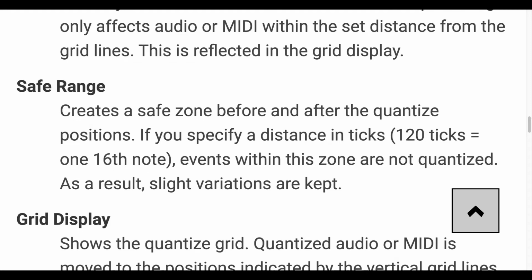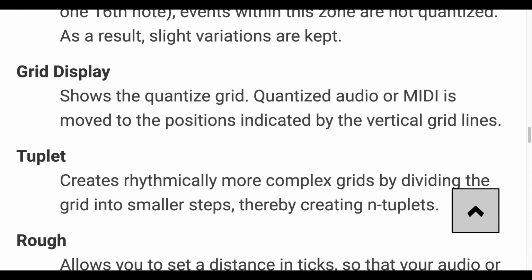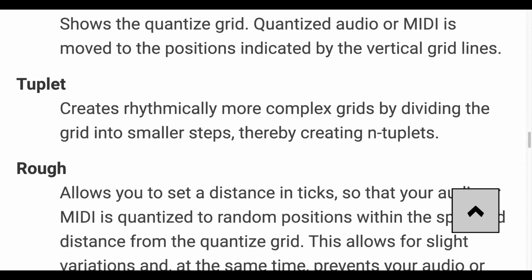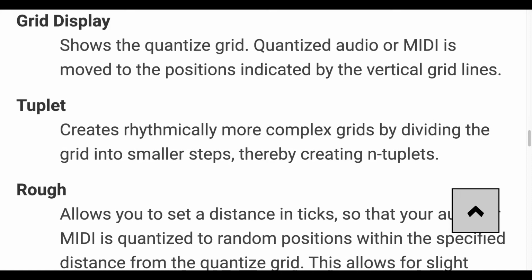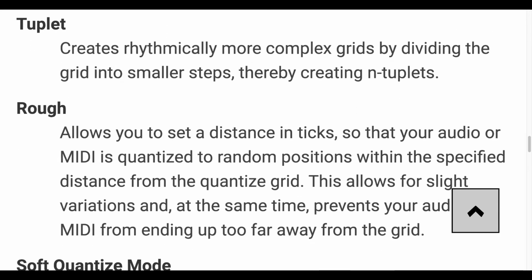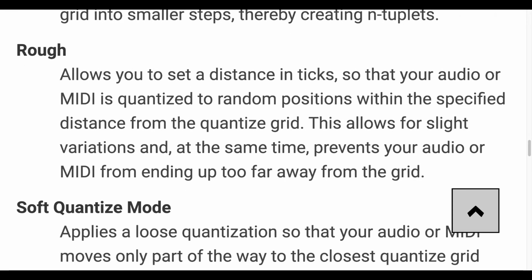Safe range. Creates a safe zone before and after the quantized positions. If you specify a distance in ticks, 120 ticks equals 1/16th note, events within this zone are not quantized. As a result, slight variations are kept. Grid display. Shows the quantized grid. Quantized audio or MIDI is moved to the positions indicated by the vertical grid lines. Tuplet. Creates rhythmically more complex grids by dividing the grid into smaller steps, thereby creating n-tuplets.